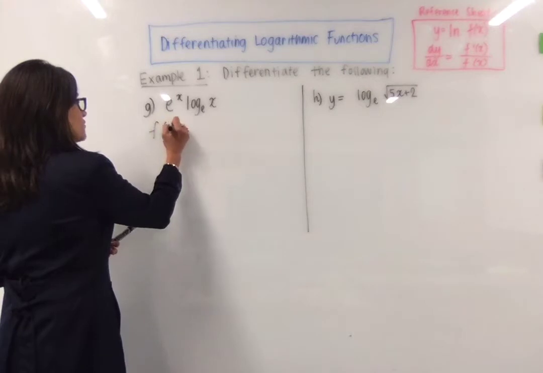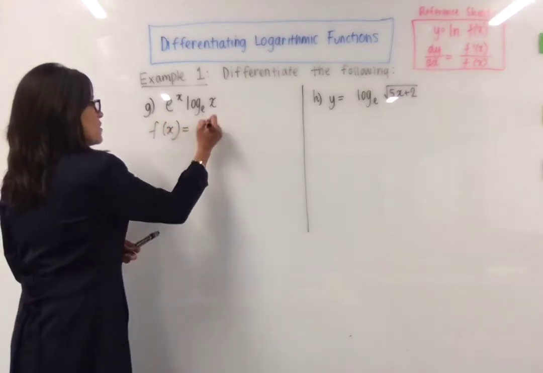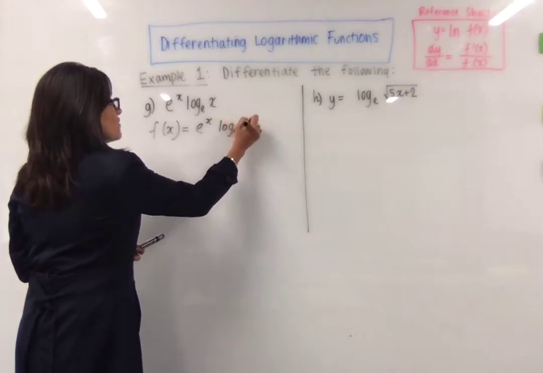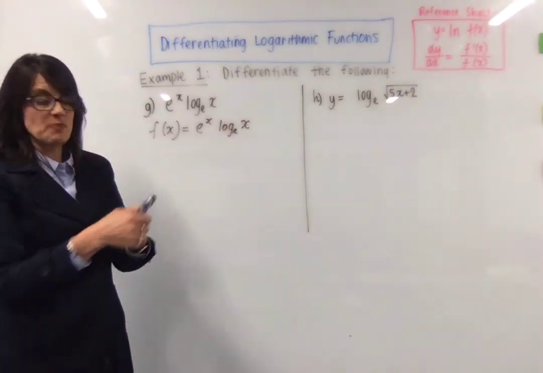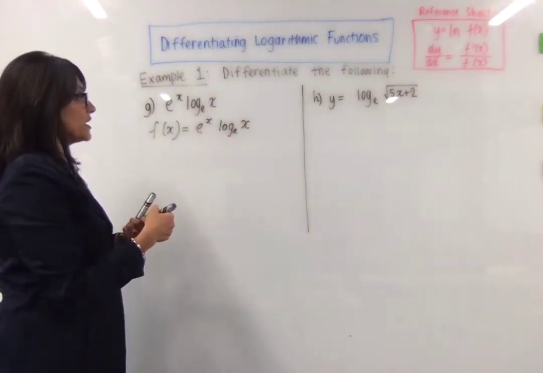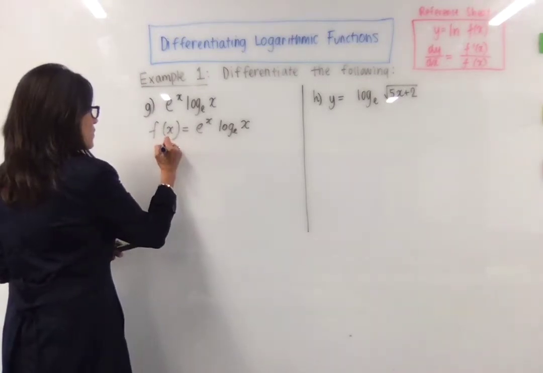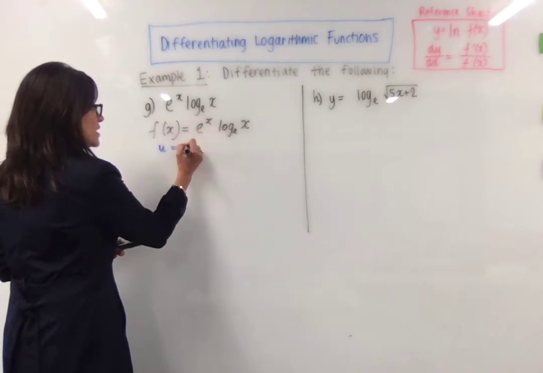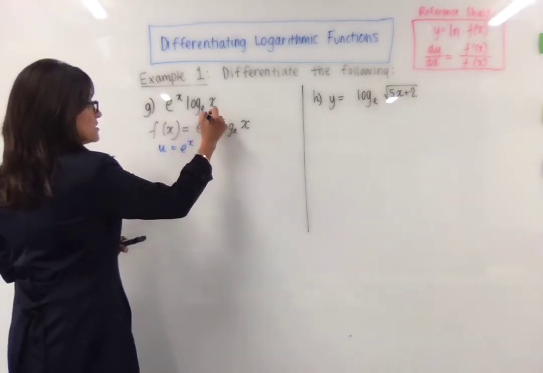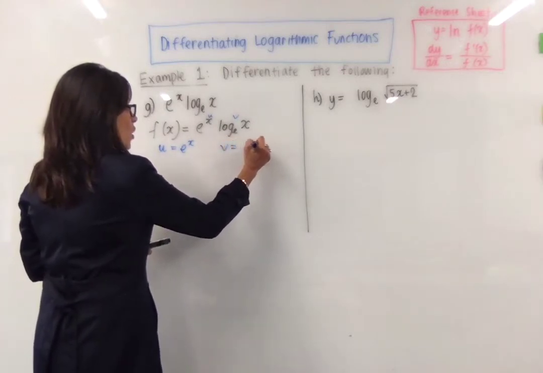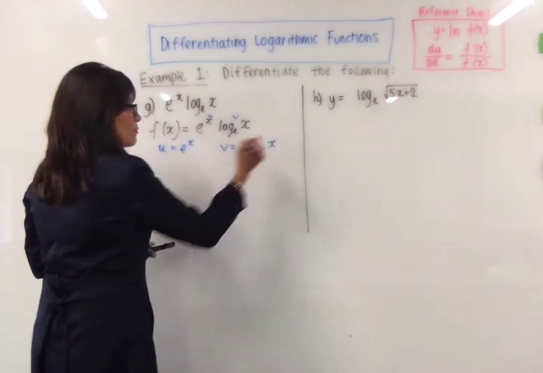So we're using function notation, e to the x, and this is times log of x. So we've got two functions being multiplied together. So in this situation, we need to apply the product rule. So let's start with identifying u is e to the x. So this is u and this is v. V is log of x to a base of e.